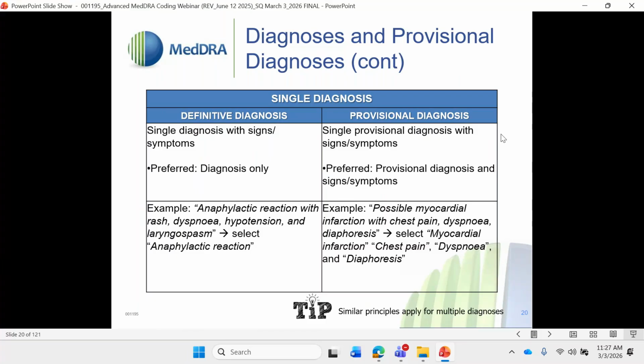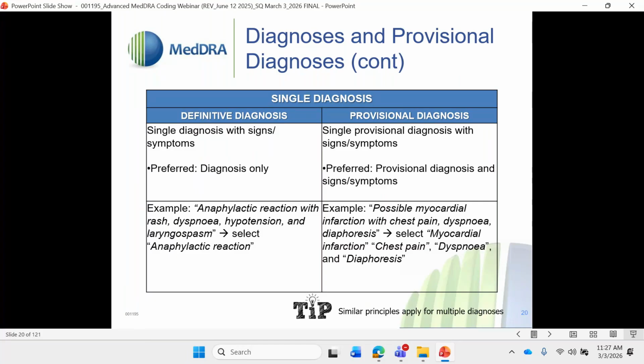On the other hand, if you have a provisional diagnosis with signs and symptoms, the preferred option that the PTC document tells you is to code the provisional diagnosis along with the signs and symptoms. So here you have an example. The clue is there: possible. When you say possible, it means it's a provisional diagnosis. It may be a myocardial infarction with the following signs and symptoms: chest pain, dyspnea, diaphoresis. In that case, since it's a provisional diagnosis with many signs and symptoms, the preferred option is to choose the provisional diagnosis and code all the signs and symptoms.